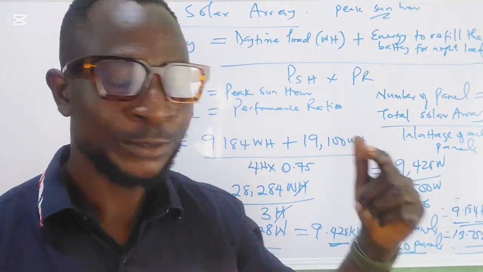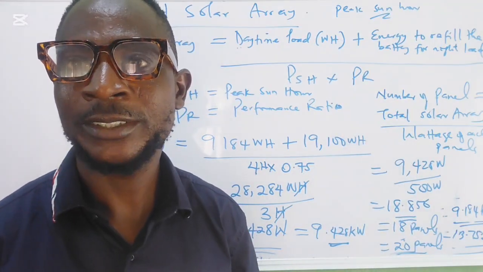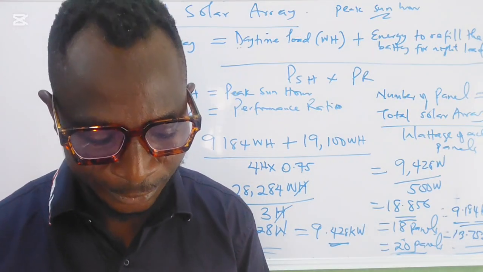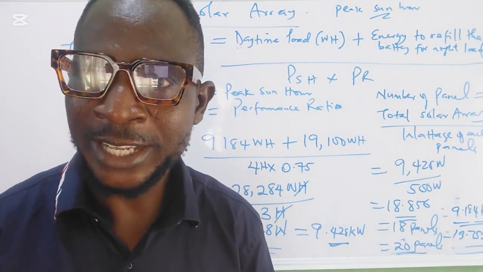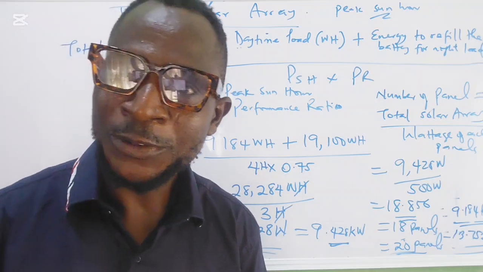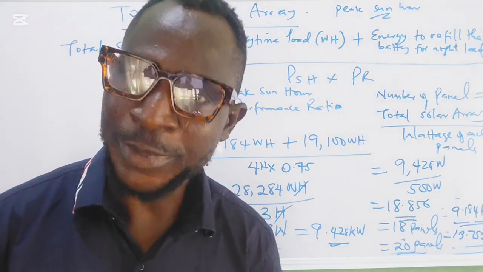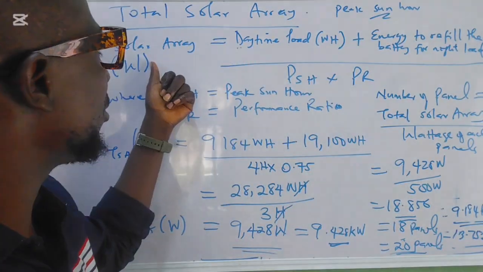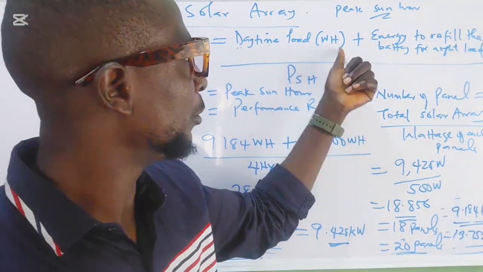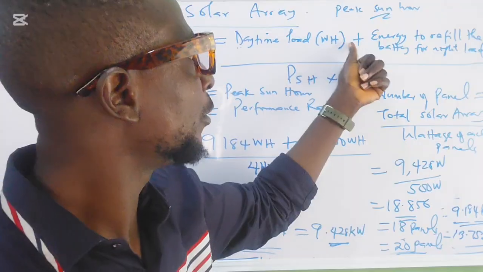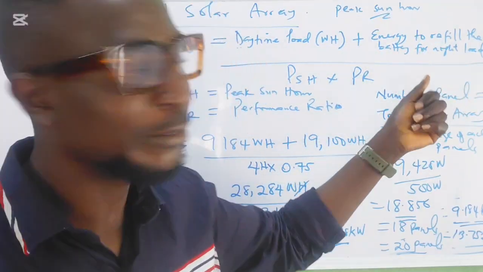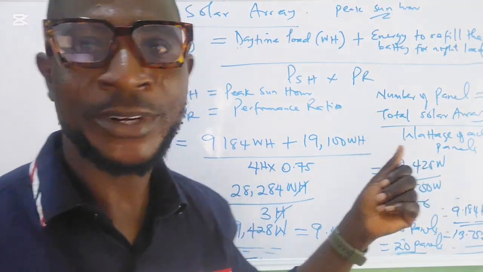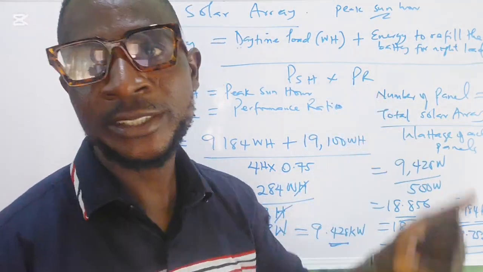To get the total number of solar panels that will power everything, you consider the one that will power the daytime loads, and the one you need for night is the one to refuel the battery. So that is how I came up with this formula: daytime loads plus energy to refuel the battery for night loads, all over the peak sun hours times the performance ratio.